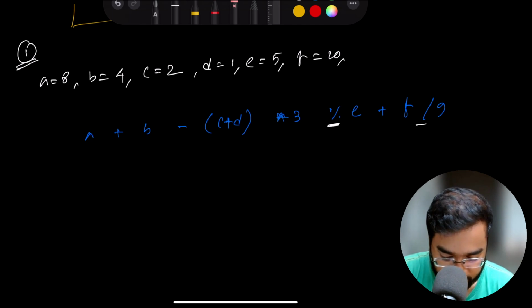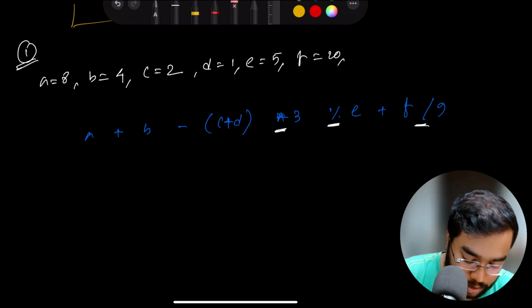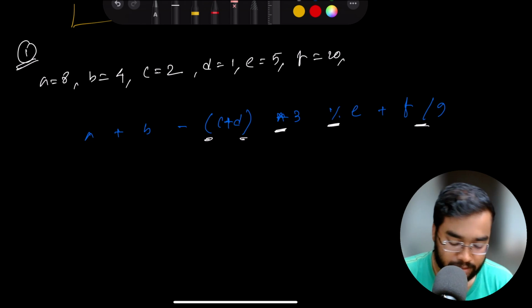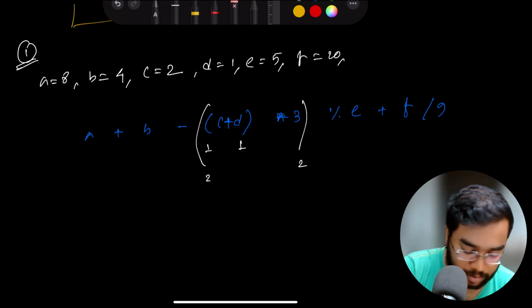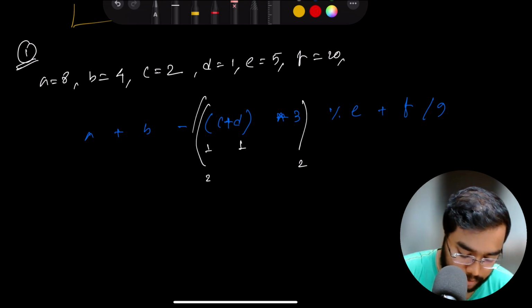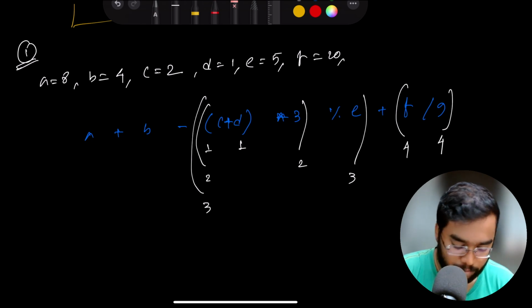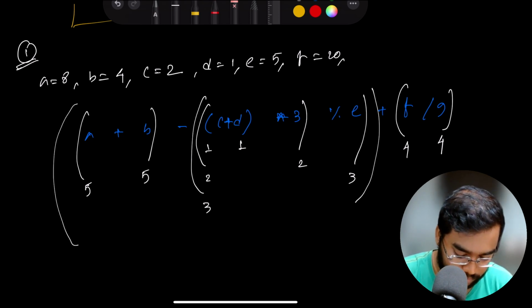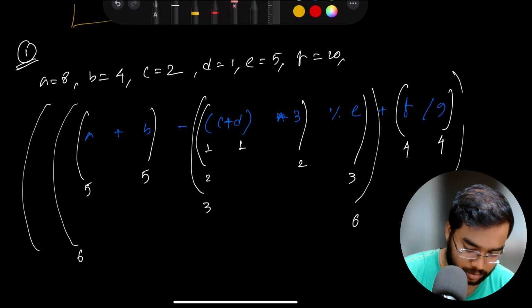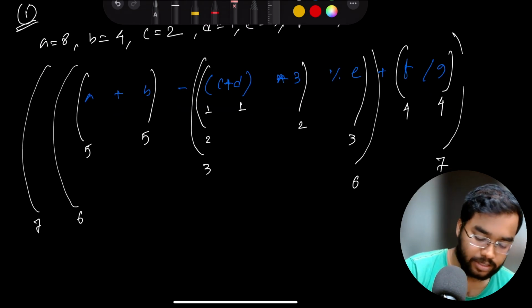By the way, among these, the modulus, the division operation and the multiplication operation have higher precedence. And also these brackets, the parentheses, have the highest precedence. That means we need to understand that this is number 1, then here it is number 2, and then here it is number 3, number 4, number 5, number 6, and number 7. Okay, now let's evaluate.